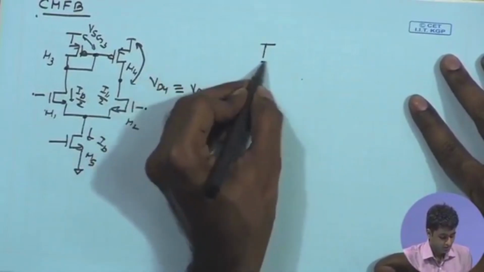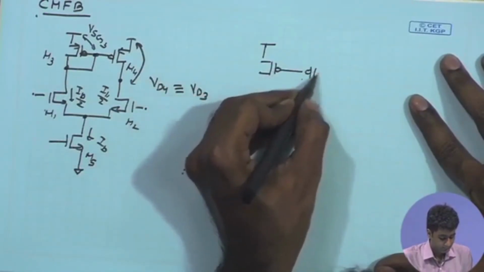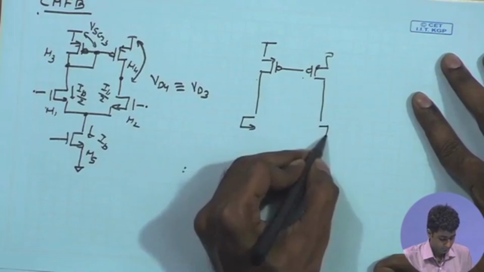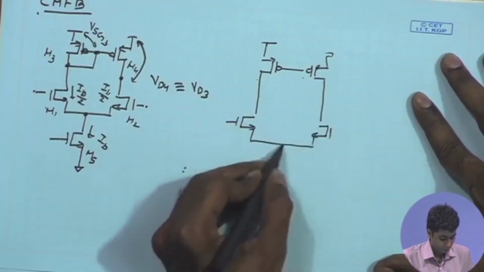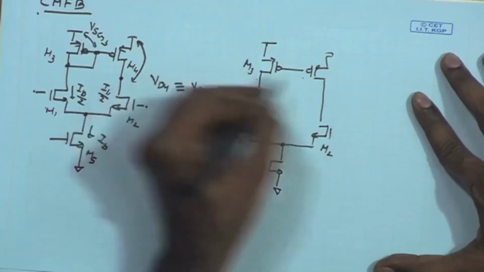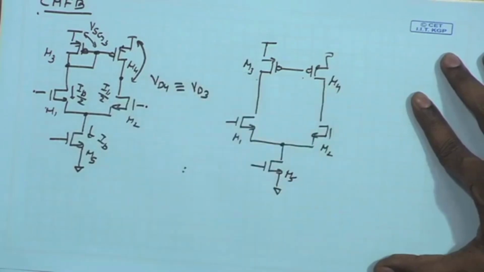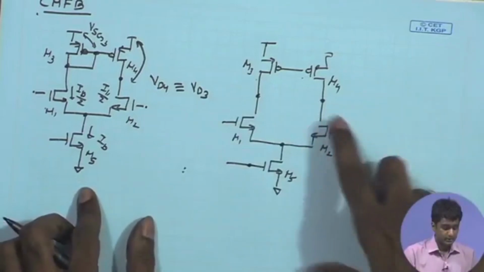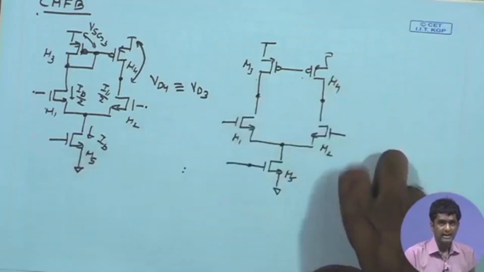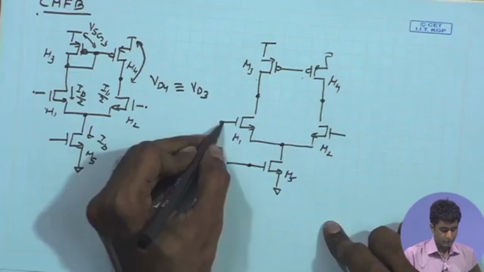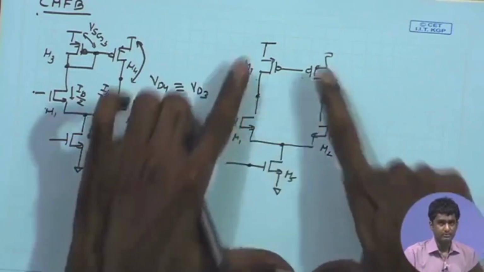Let us draw our fully differential amplifier once again. Call this M1, M2, M3, M4, and call this M5. Assume that the gate of M5 is anyway biased with the help of a current mirror. I am not drawing all that. Now, the first thing that we need to do is to extract the common mode voltage or the common mode DC bias point for the differential amplifier output. I am assuming that the input DC points are the same and both the sides are well matched.